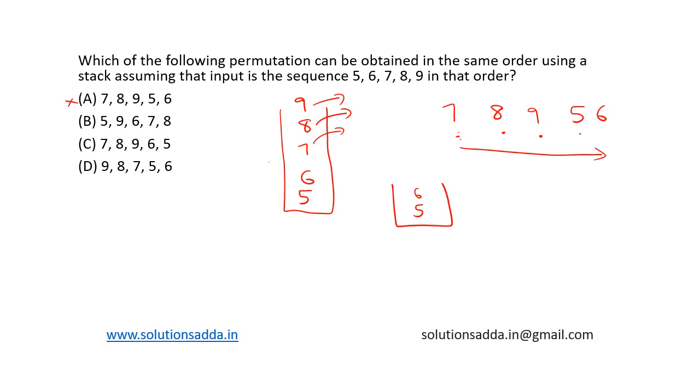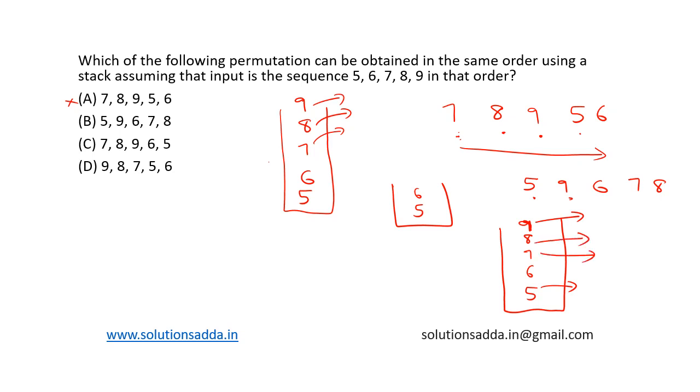So let's see the next option, that is 5, 9, 6, 7, 8. Let's draw the stack and see. We push 5, we pop it, so we get 5. Now to get 9 we have to push 6, 7, 8 and 9. To get 9 we pop it. Now to get 6, we cannot directly get 6 because we have to pop 8 and 7. So option B is also not the correct answer.